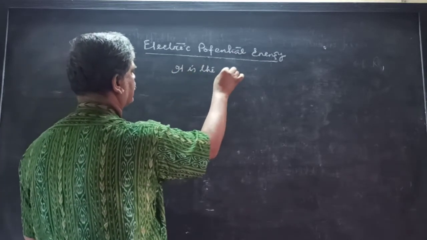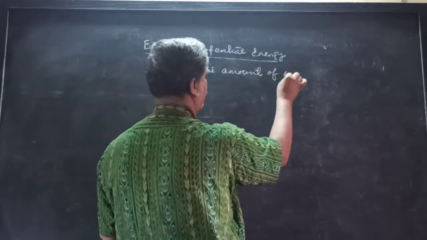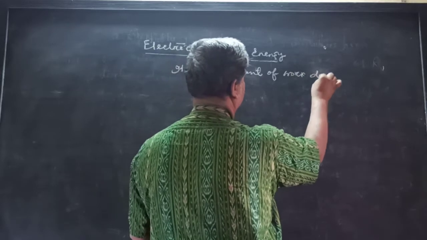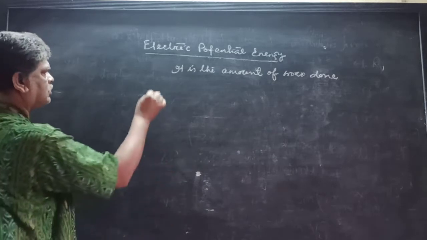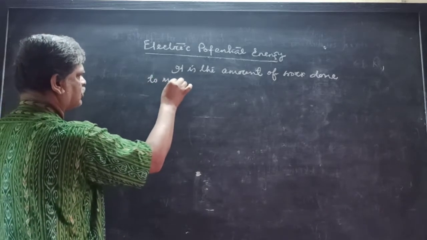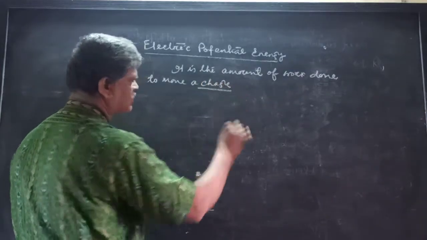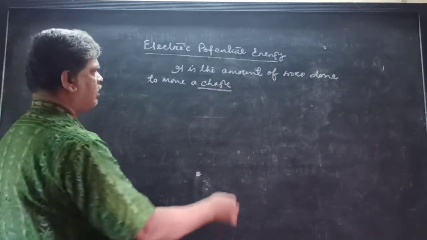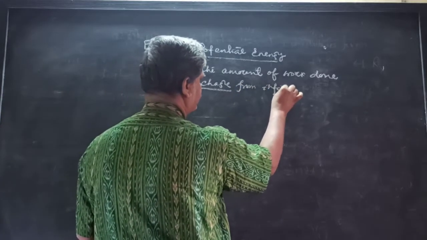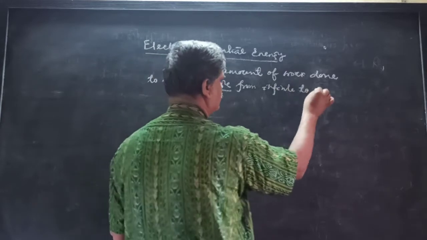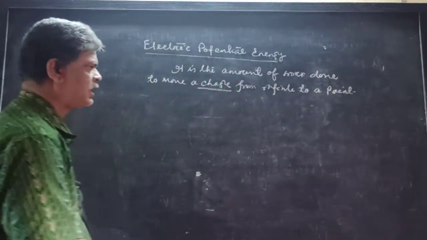Electric potential energy is the amount of work done to bring or to move a charge, not a unit charge, to move a charge from infinity to a point in an electric field.